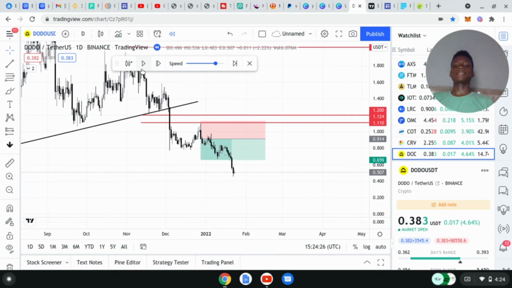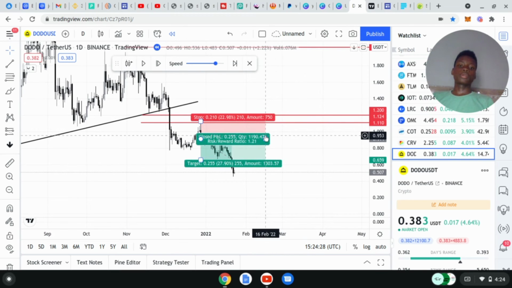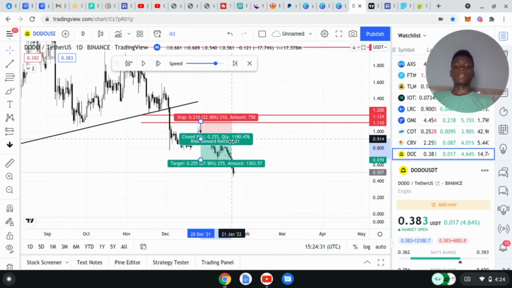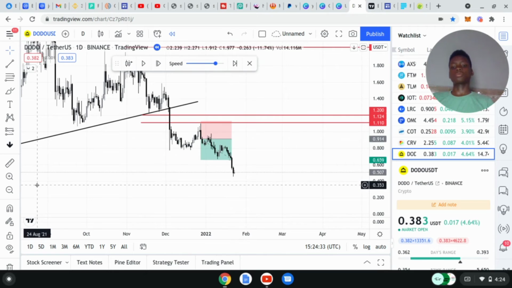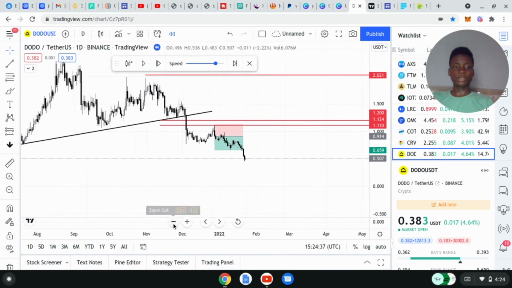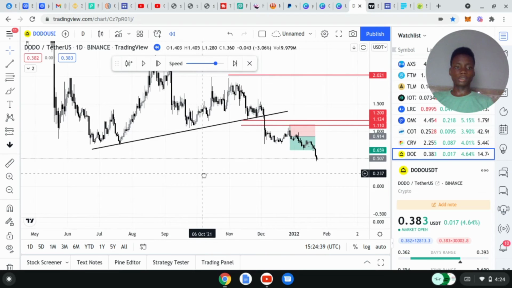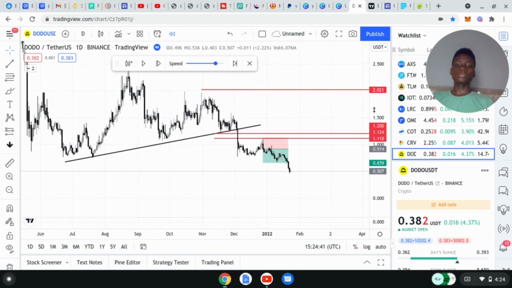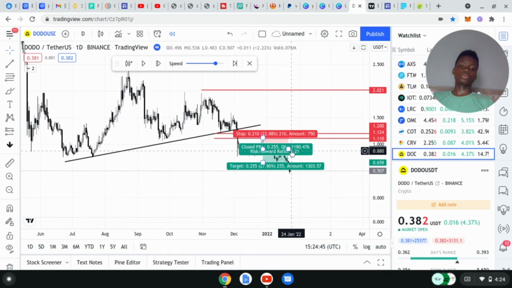Target hit. So you can see, this is just a simple way to do technical analysis. You don't need to make your analysis very complicated. You could just do something quite simple like this, and you just get a good 1:2 risk reward ratio.